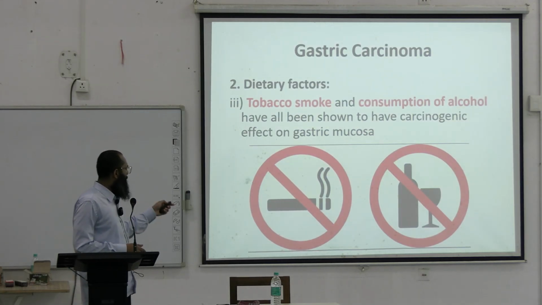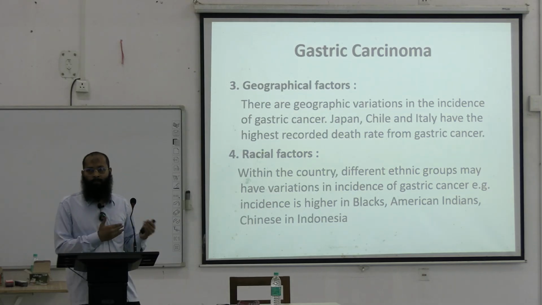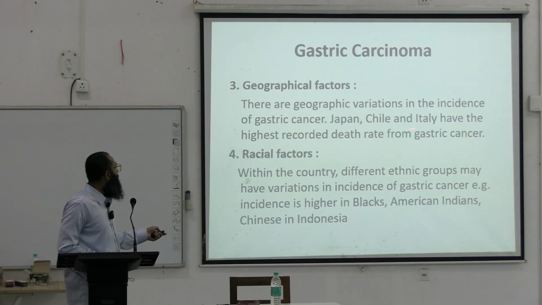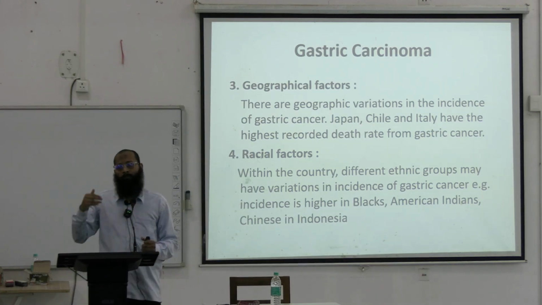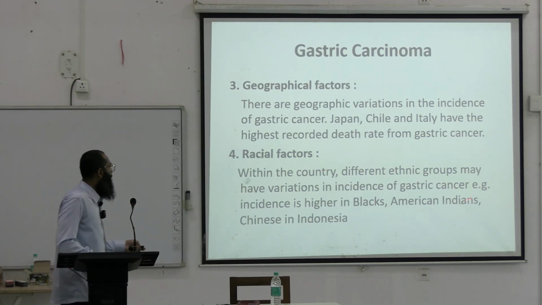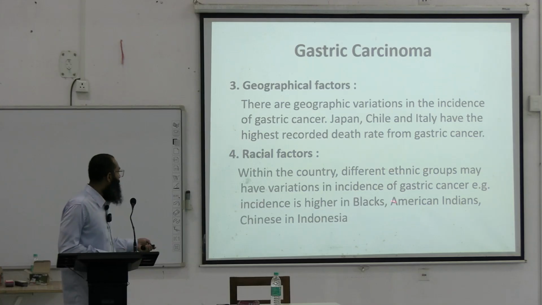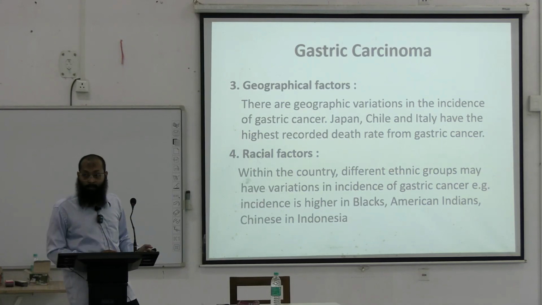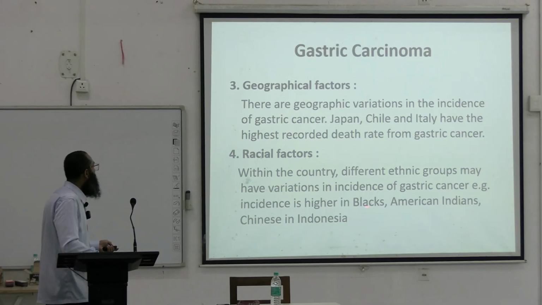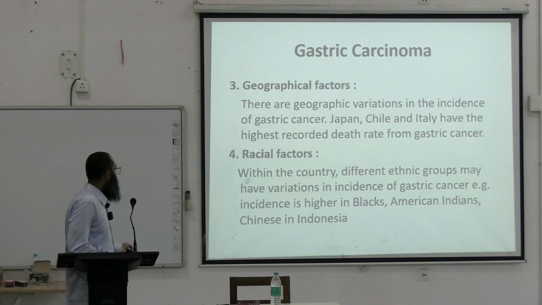Now already I have discussed this dietary factor. Next, there are some geographical factors, and it has been seen that in Japan, Italy, Chile, the incidence of gastric cancer is too much. Also there are some racial factors, like in some ethnic groups the gastric cancer incidence is high, like American Indians, they have more incidence of gastric cancer.